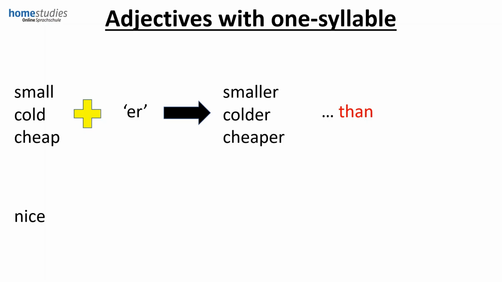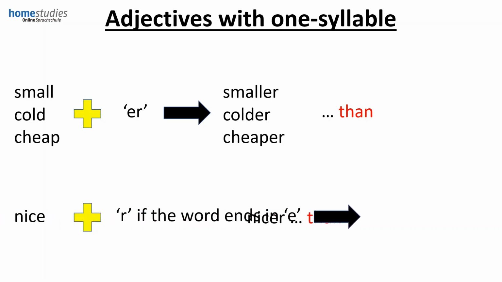Now, with the adjective nice, we would add r because the word already ends in e. So there's no need to repeat the e, we just add r, therefore nicer than. So personally, I think that vanilla ice cream is nicer than chocolate ice cream.